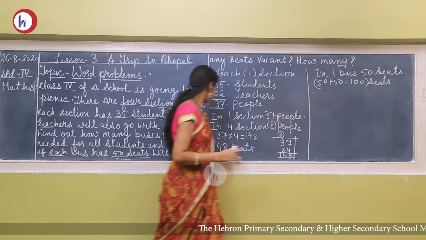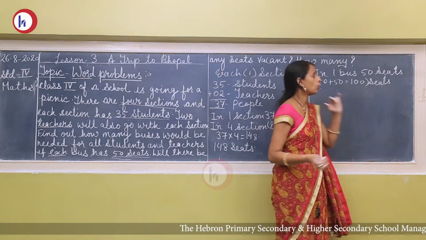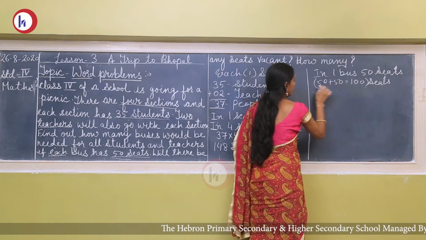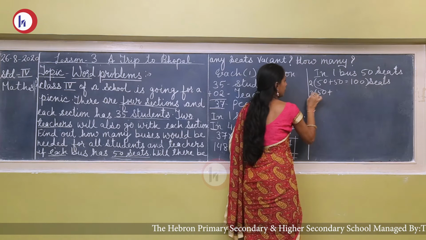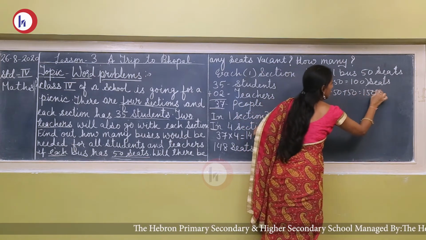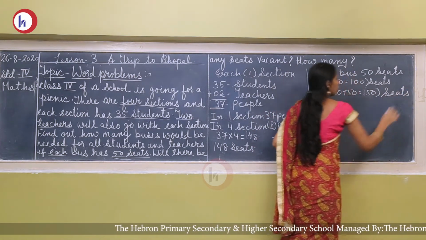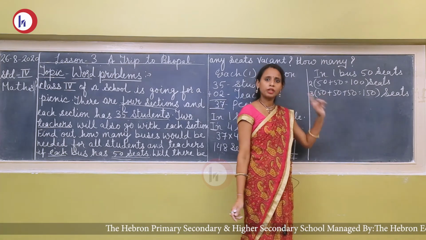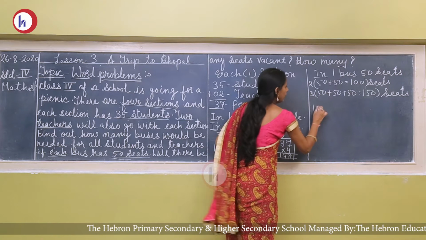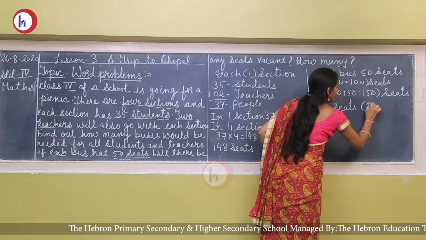So we want 148. Is it enough? No. We want 48 more. So if we take 3 buses, 50 plus 50 plus 50. This is 2 buses, this is 3 buses. So 150 seats will be available. So here we have to take 3 buses so that 150 seats will be available. 150 seats in how many buses? 3 buses.